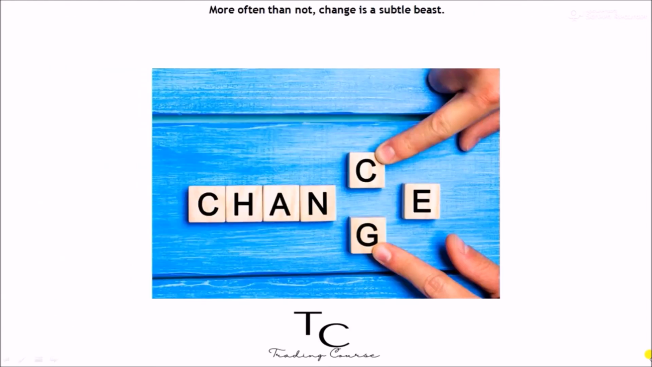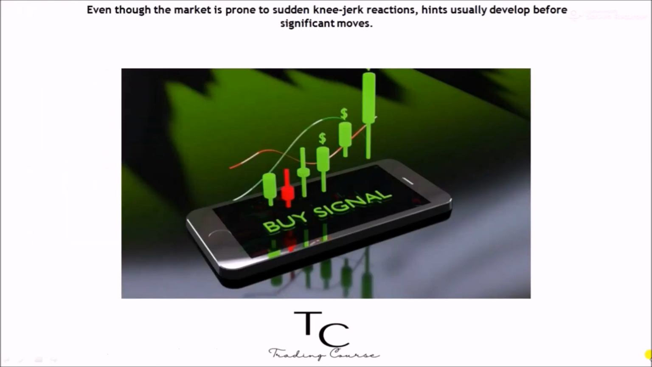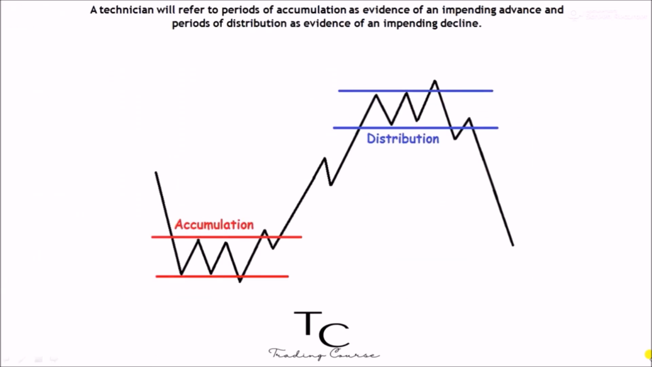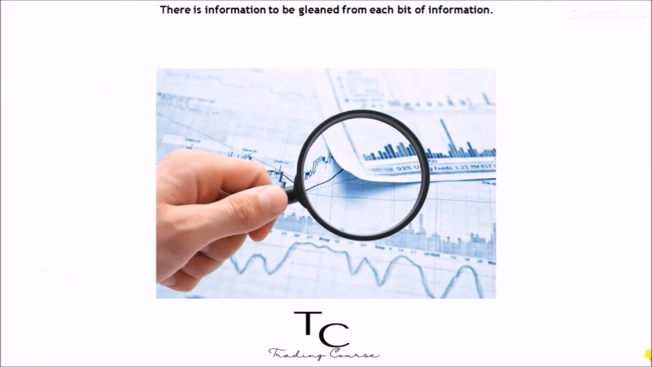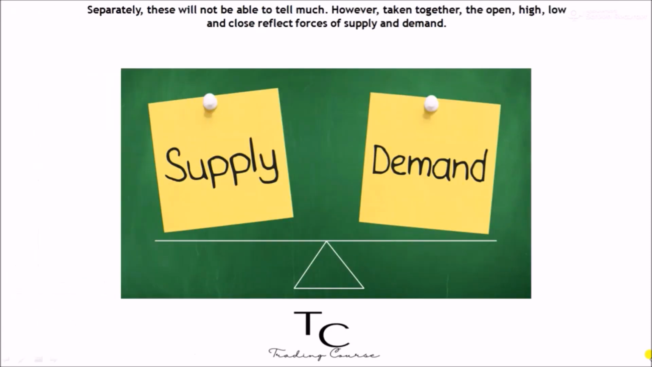More often than not, change is a subtle beast, even though the market is prone to sudden knee-jerk reactions. Hints usually develop before significant moves. A technician will refer to periods of accumulation as evidence of an impending advance and periods of distribution as evidence of an impending decline. Many technicians use the open, high, low and close when analyzing the price action of a security. There is information to be gleaned from each bit of information, separately.